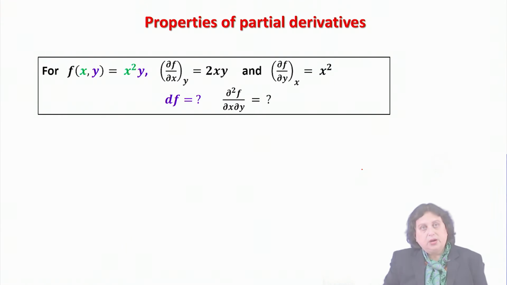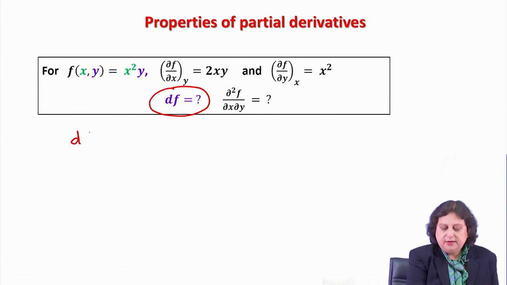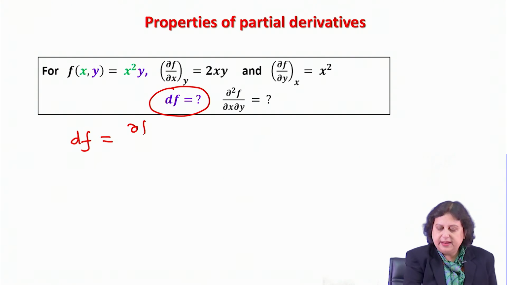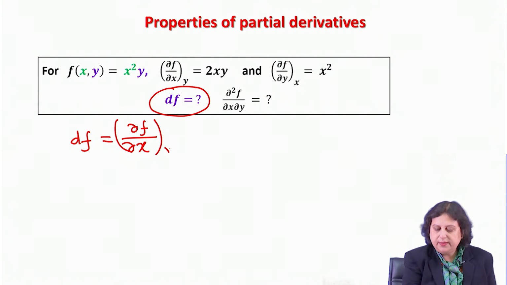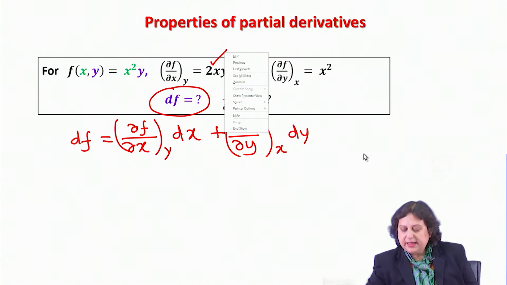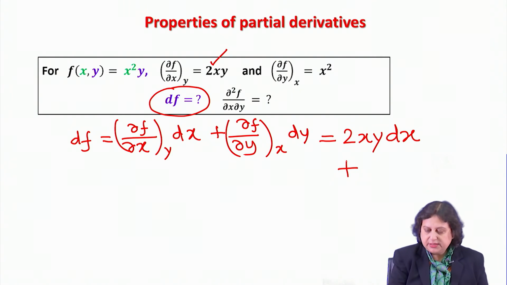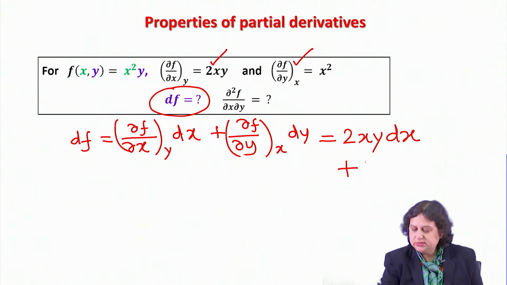So, once again, let us work out a few examples. So, what do you think is going to be df? As you see, we know that df is equal to del f del x at constant y times dx plus del f del y at constant x into dy. Now, what is del f del x? That is 2xy, and I can put it in. So, the first term will now be written as 2xy into dx plus what is del f del y at constant x, that is here. So, this is going to be x square into dy.